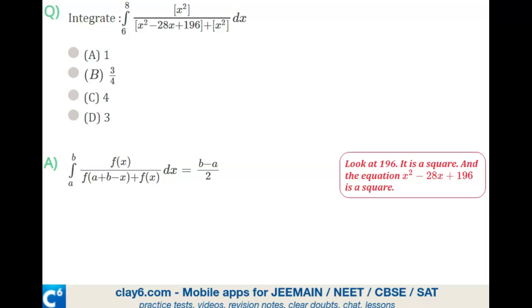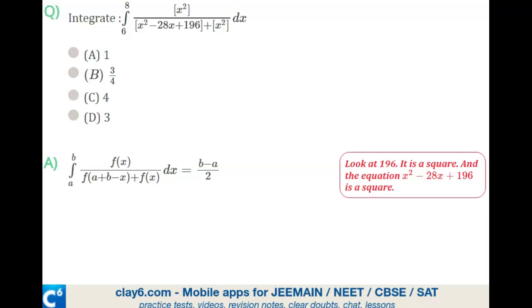Once we do that and we know this formula in integration, that integral f of x by f of a plus b minus x plus f of x dx equal to b minus a by 2. There is absolutely nothing to do with respect to integration. We just have identified the pattern.